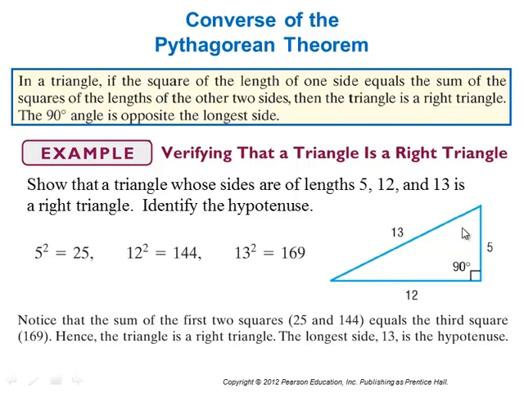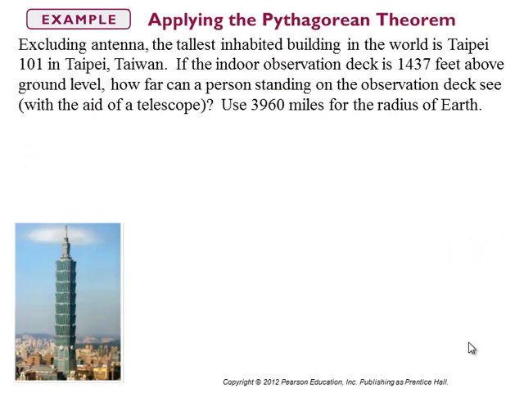So right away, we are able to verify that a triangle with sides of length 5, 12, and 13 is going to be a right triangle. And that longest side, of length 13, is the hypotenuse, opposite the 90-degree angle.